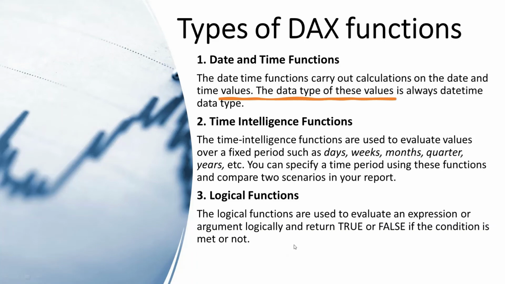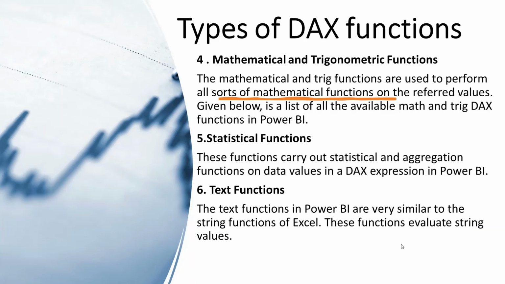Logical DAX functions are used to evaluate an expression or argument logically and return true or false. If the condition is met, we get true as the final output. If the condition is not met, then we get false as the output. Moving on to the next type of DAX function, that is mathematical and trigonometrical functions. The mathematical and trigonometrical functions in DAX are used to perform all types of mathematical operations on the referred values.